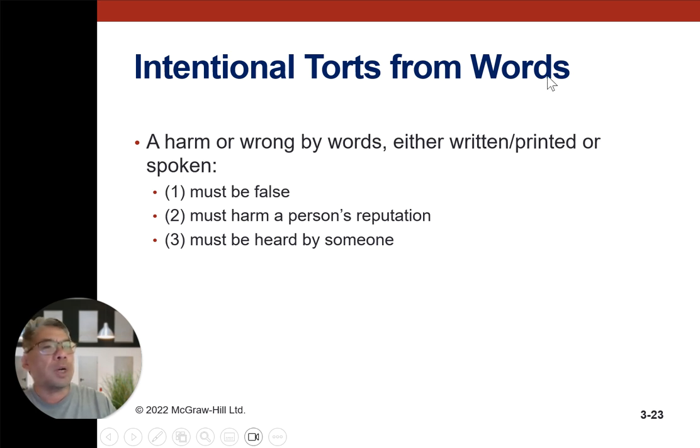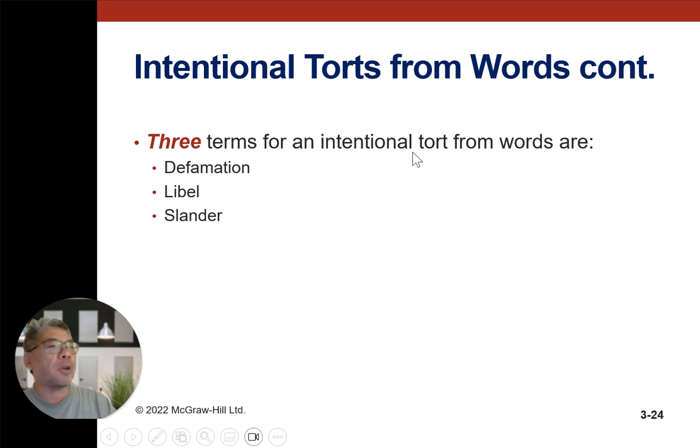Intentional torts from words: a harm or wrong by words, either written, printed, or spoken. The statement must be false, must harm a person's reputation, and must be heard by someone. Okay. There are three terms of this kind: defamation, libel, and slander. Okay, we're going to go into detail on each of these definitions.